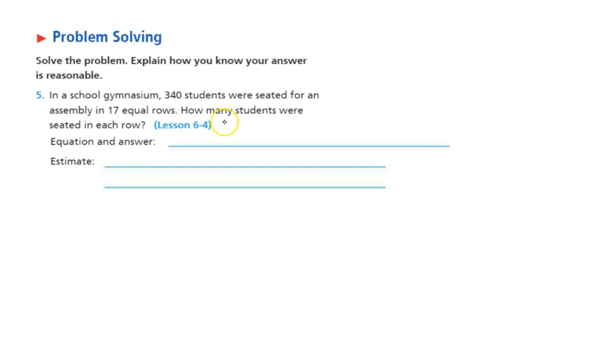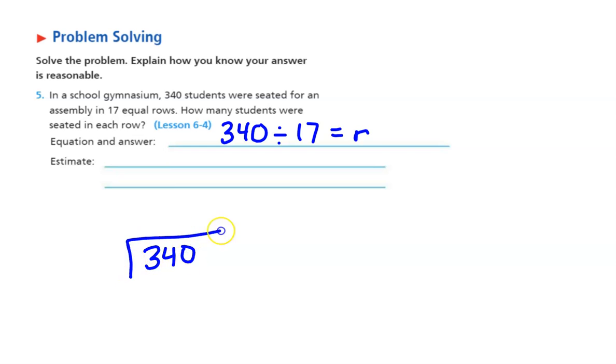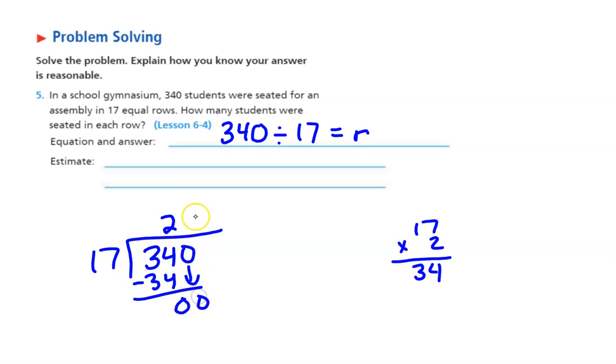Well, this to me seems like a division problem. 340 students divided into rows of 17 is going to tell us how many per row. So I'll label that with an R. And then I'm going to come off to the side here and actually divide this. I know it's a double-digit number, but hopefully you could see that this is just going to be two groups of 17, which will equal 34 exactly. So that means that 17 went into 34 twice, and then 17 went into 0 times. So R here would equal 20 students per row.